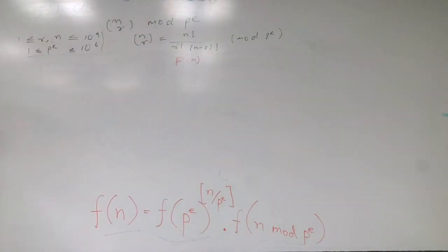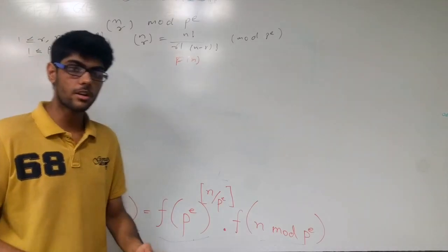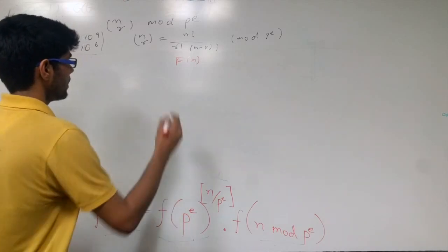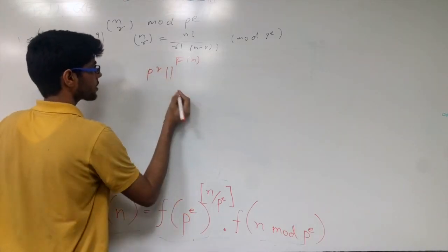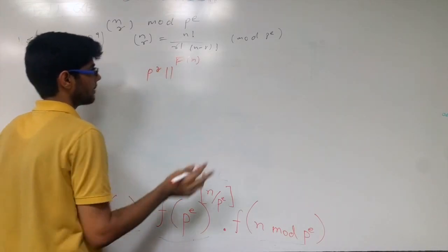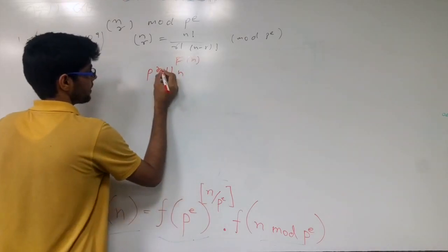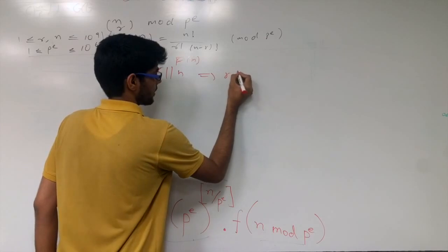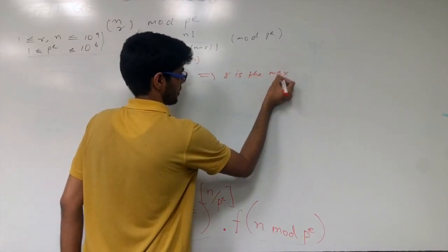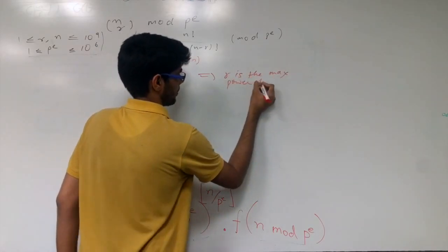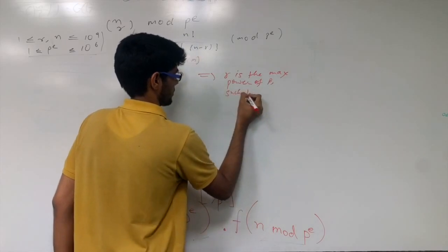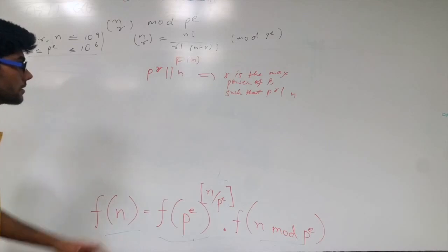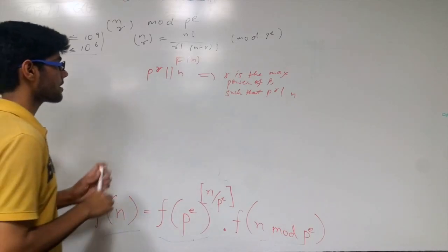Okay, so let's focus on one such group. Let's focus on a group where the maximum power of p which divides the number is r. So let's use this notation: p to the r double divides n. This means that r is the max power of p such that p to the r divides n. So double divides means that it's the maximum power which divides n.